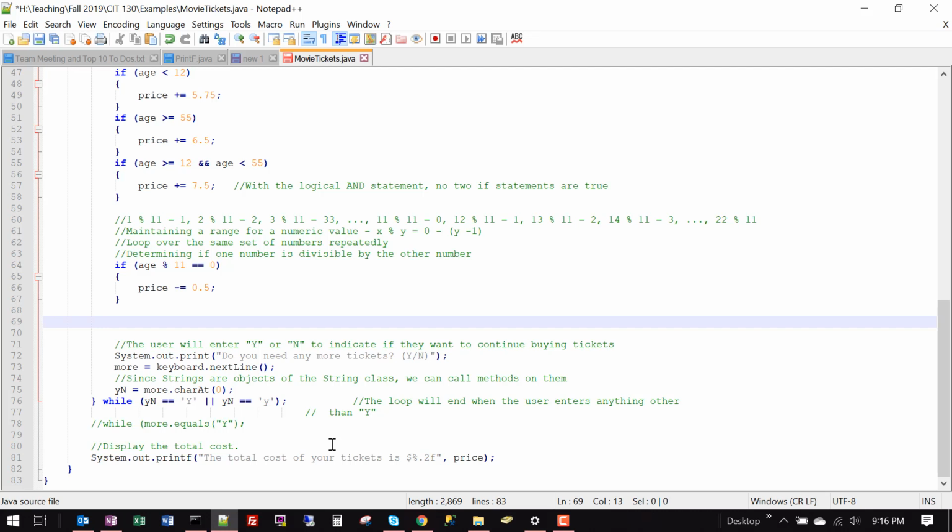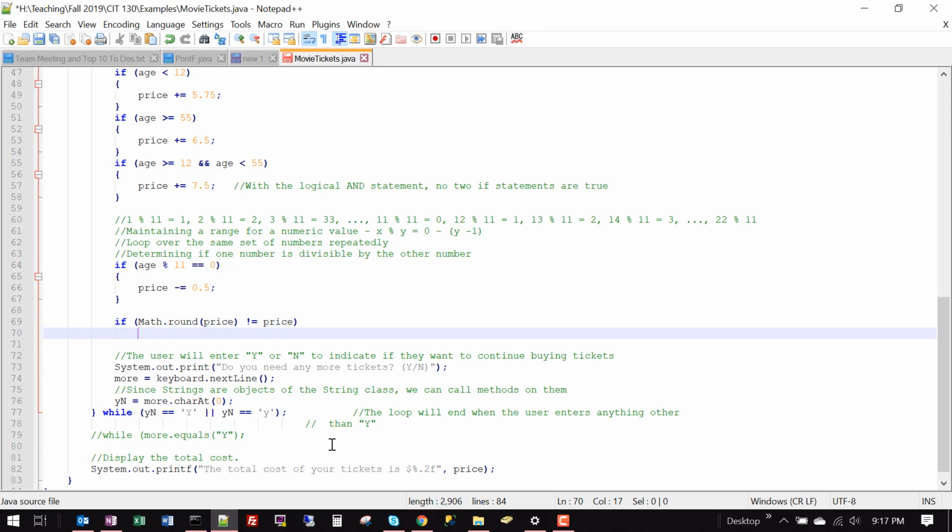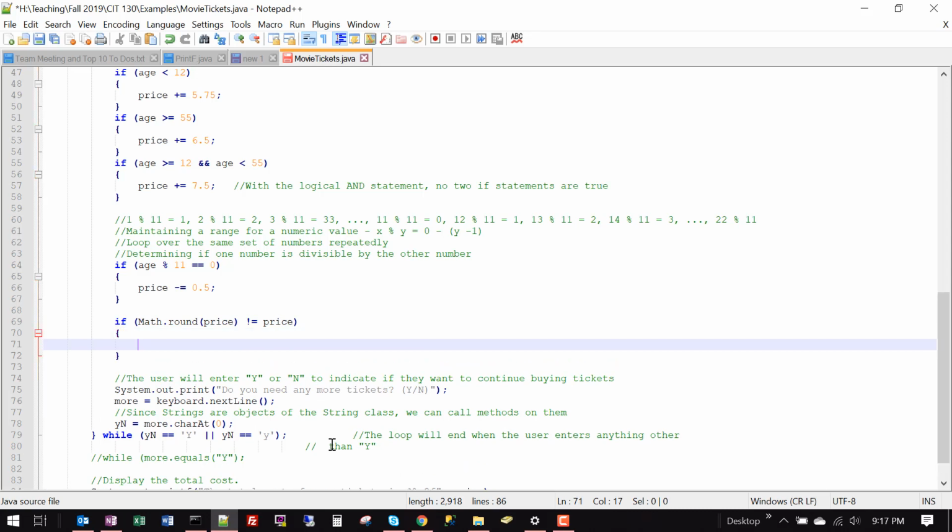We could say if math.round price does not equal price, meaning that if we round, which in this case is always going to be up, because 50 will round up, 75 will round up, if their ticket price isn't a round number, so again, this is mathematical thinking.